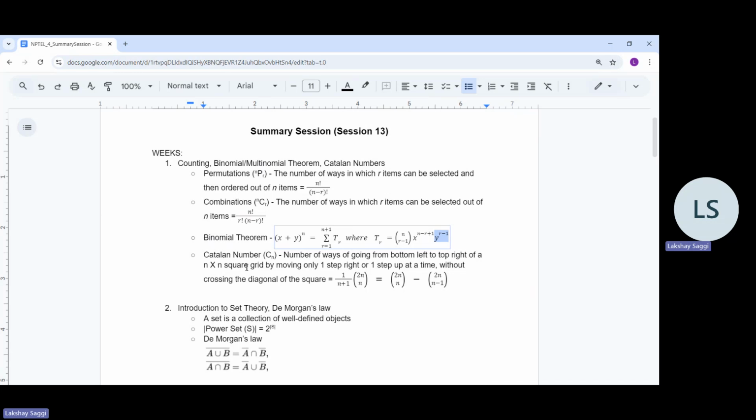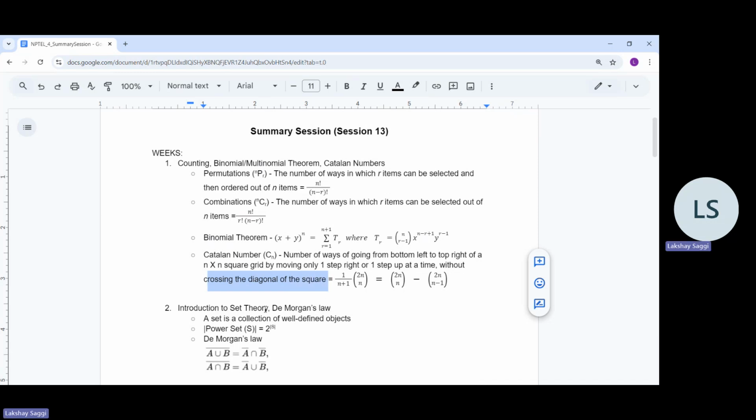So suppose we have a square grid of n cross n size, and we need to move from the bottom left to the top right of the square grid. Suppose this outline is a square grid, although it's a rectangle, and it's an n cross n grid. Then I need to move from this point, the bottom left point, to the top right point by moving only one step right or one step up at a time, and without crossing the diagonal.